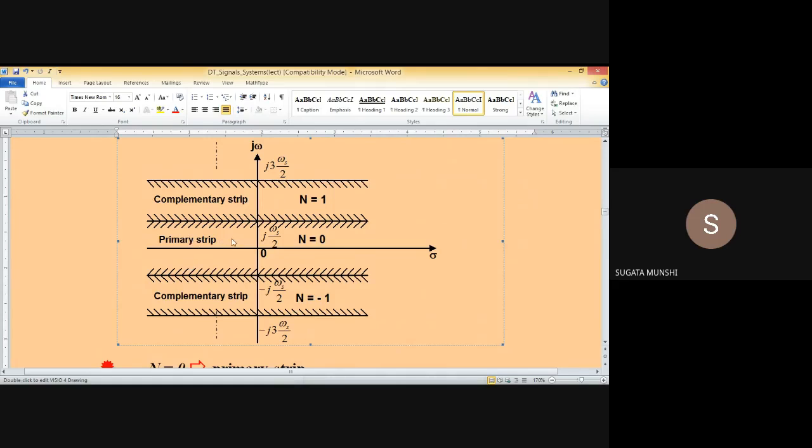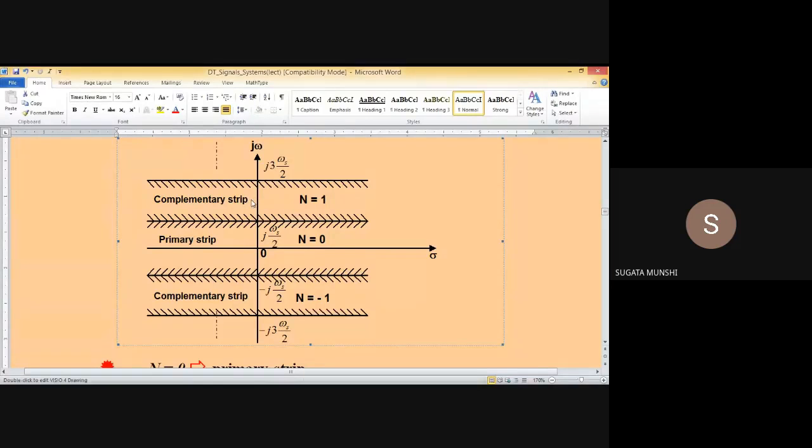All right, so this is for n equal to 0. It extends from minus j omega s by 2 to plus j omega s by 2. This is the horizontal strip. It extends from sigma equal to minus infinity to sigma equal to plus infinity in the horizontal direction. Because it's for n equal to 0, we call it the primary strip. What will be the expanse of the strip corresponding to n equal to 1, from j omega s by 2 to j3 omega s by 2? Again, from sigma equal to minus infinity to plus infinity.